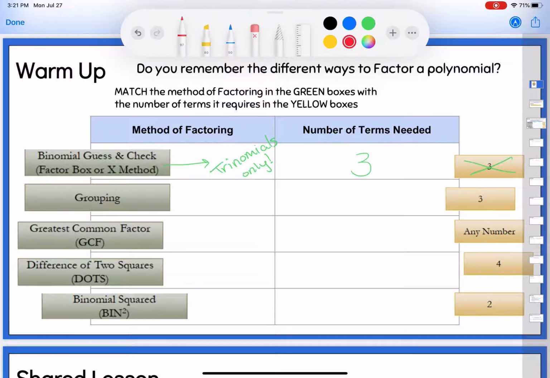All right, the next one that we have, let's say grouping, is going to go right here. So grouping is the method you do with 4 terms. That's kind of repeated greatest common factor, is the method called grouping.